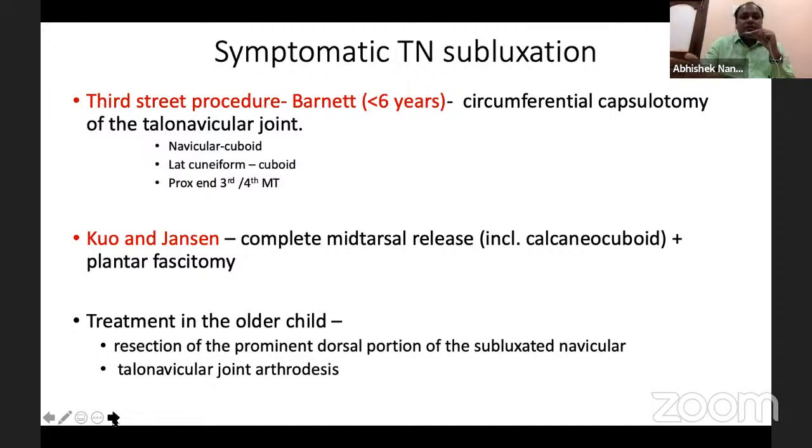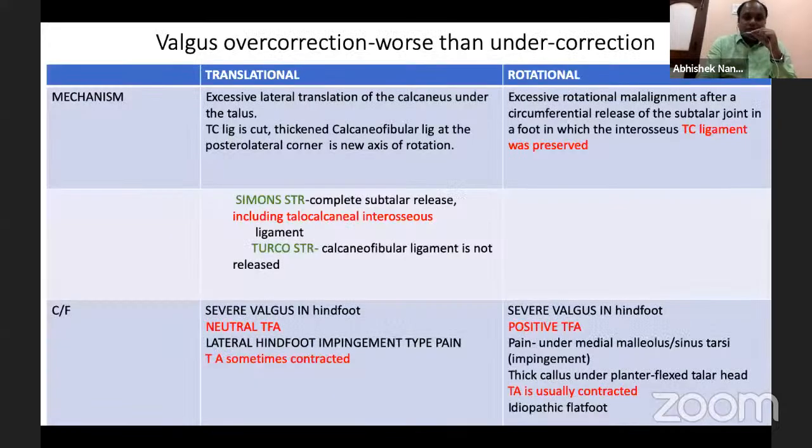The 3 streets are the navicular-cuboid, the lateral cuneiform and cuboid joint, and the proximal end of the 3rd and 4th metatarsal. What it does is that the medial column and the lateral column are separated and the navicular is reduced. Cooper and Jansen have advocated a complete midtarsal release plus a plantar fasciotomy. In an older child, we can resect the navicular by doing a naviculectomy, and we can do arthrodesis also.